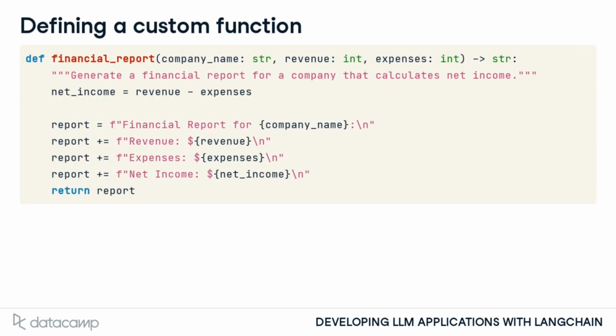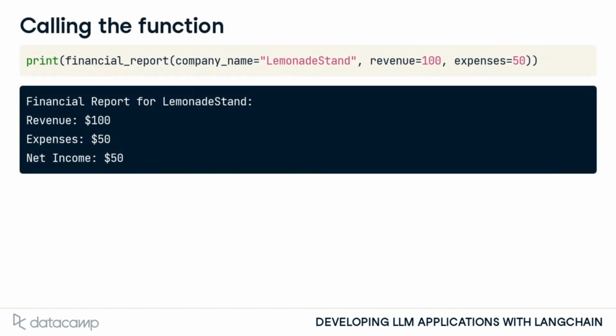Let's say we want to define a Python function to generate a financial report for a company. It takes 3 arguments: the company name, revenue, and expenses, and outputs a string containing the net income. We make the use of this function clear in the docstring, defined using triple quotes. Here's what the report looks like.